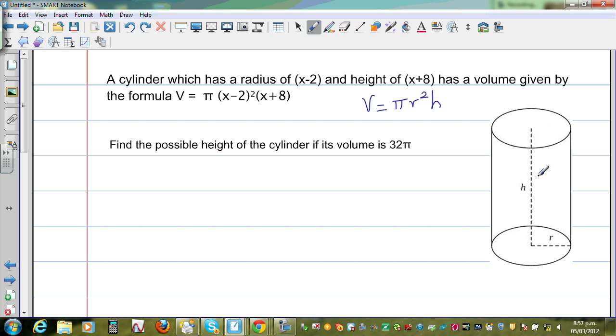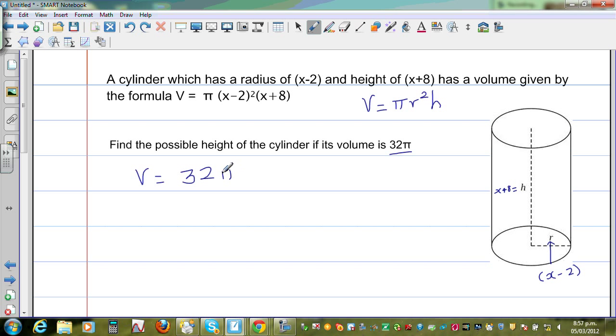So the height is given to be x plus 8. So this is your x plus 8. I'll write it as small as possible, and the radius is x minus 2. Okay, so what they're asking us is, we want to find the possible height of the cylinder if its volume is 32 pi. So V is given to be 32 pi.